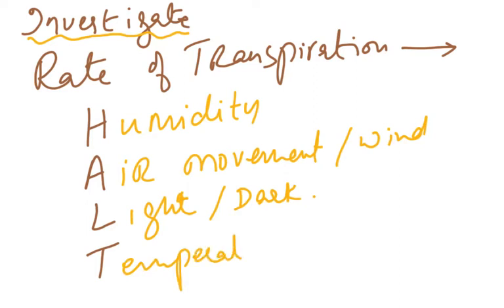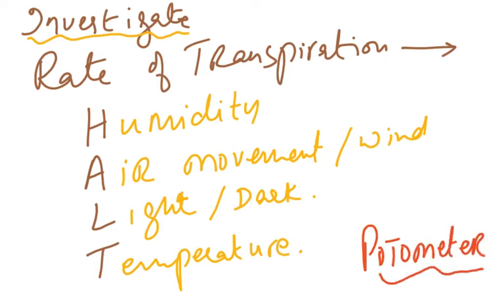If we increase or decrease the temperature, does it have an effect on the rate of transpiration? Yes, it would, because increasing the temperature would increase the rate of evaporation. So more evaporation, more water vapor in the air spaces. More water vapor in the air spaces, more water vapor will diffuse out. Now the instrument that we use in studying the rate of transpiration is called a potometer.